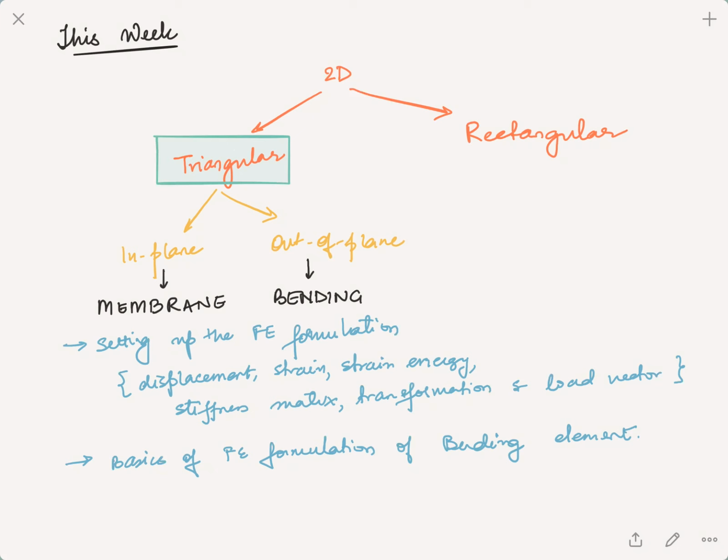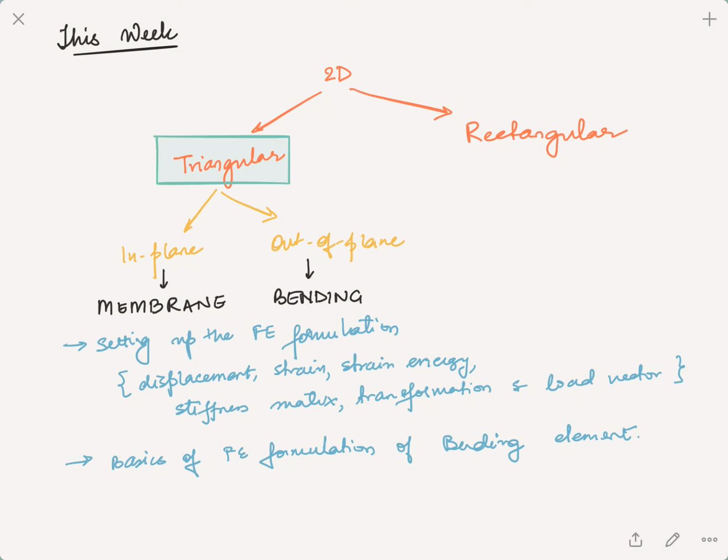For both these kinds of elements, we will not go until the end for the bending element, but for the membrane element, which is much simpler and can be easily written on a piece of paper, we will go up to the point of setting up the equilibrium equation by setting up its components. We will start with the displacement behavior, carry on towards the strain energy formulation so that we can get the total potential energy of the system.